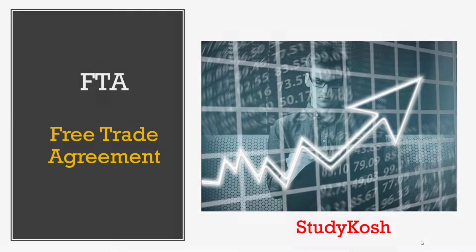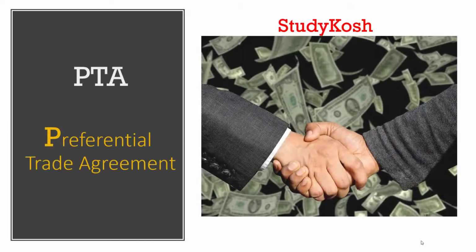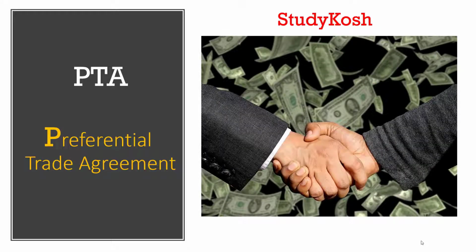Free Trade Agreement, which is commonly known as FTA, we have already studied it in detail. In case you want to revise it, kindly go back to the previous video. PTA, Preferential Trade Agreement. These are the two types of agreements between the countries that are involved in trade. You can go through these videos in case you want to revise it.